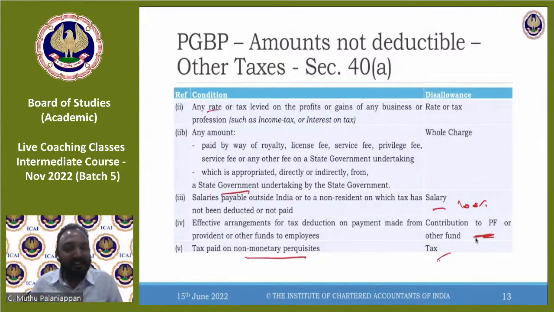Mohammed, another question on TDS. I'm not going to answer that. Payment to a non-resident for import of goods, whether it is to be deducted for TDS, you will definitely learn in the Advanced Tax TDS chapter. It has nothing to do with what we are studying here.